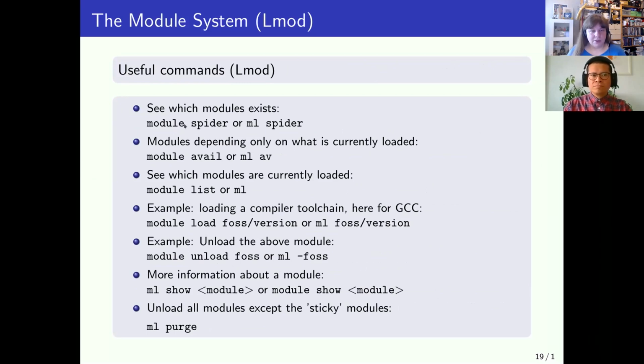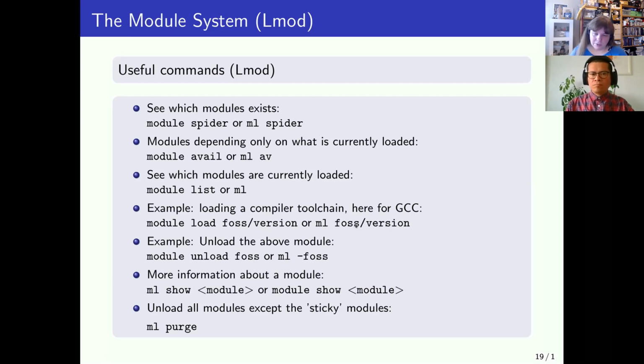So here are some of the useful commands. If you want to see which modules exist, all of them, you can use module spider or short ML spider. That will list a very, very long list of all existing modules, but not the versions of them. If you do module avail or ML AV for short, then you will get the modules that are available depending on what is currently loaded, which can change. And then to see what do you have loaded, that is the module list or ML. So let's take an example. If you want to load what we call a compiler toolchain, that is a compiler and various libraries, for instance, GCC, you would load module load, and it's called fos/version or ml fos/version.